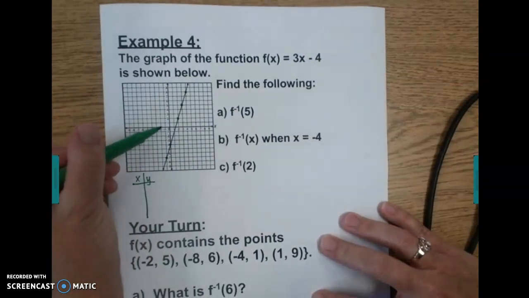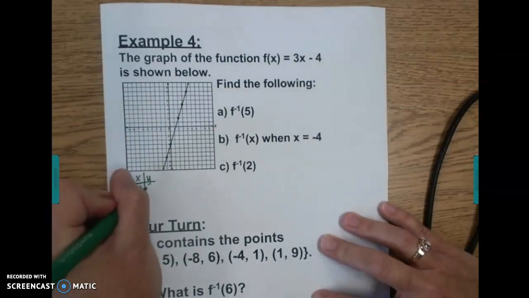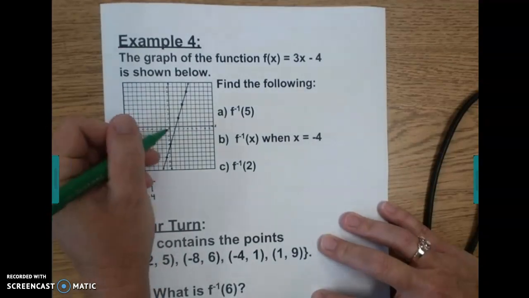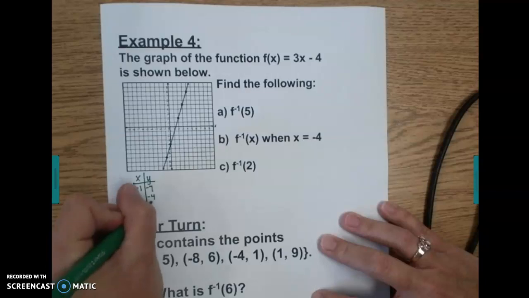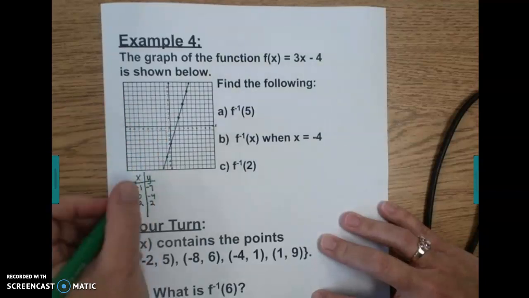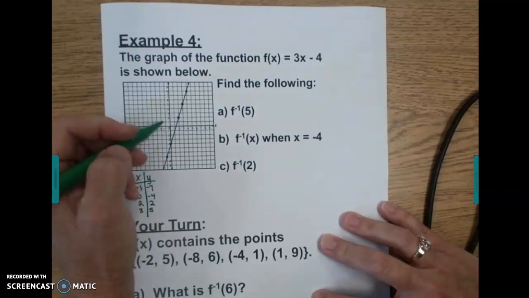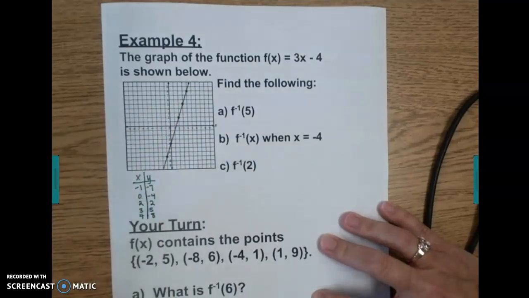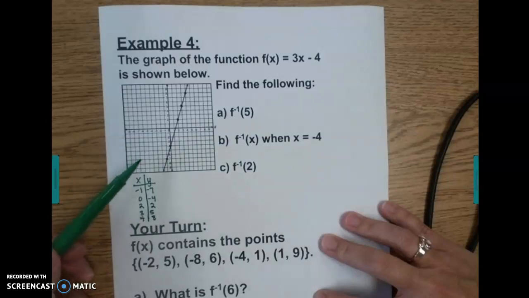So this looks like negative 1, negative 7, 0, negative 4, 2, 2, 3, 5, and 4, 8. So that's points on the original function.